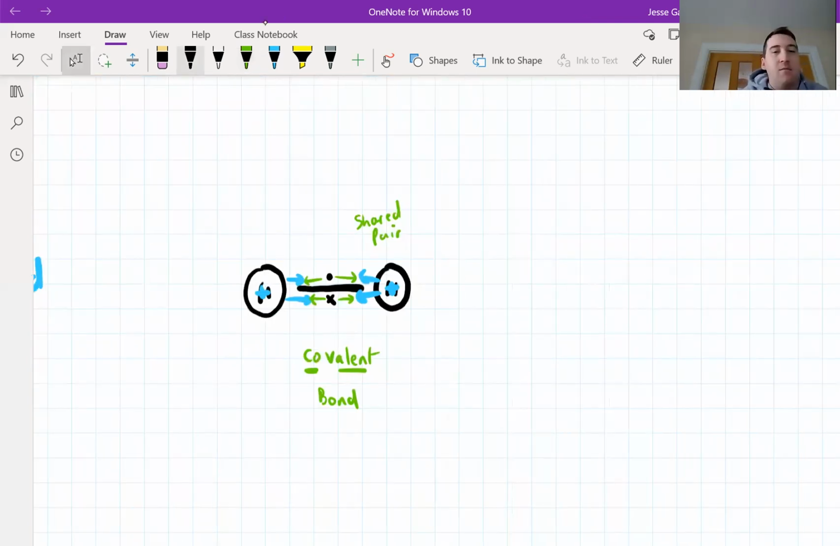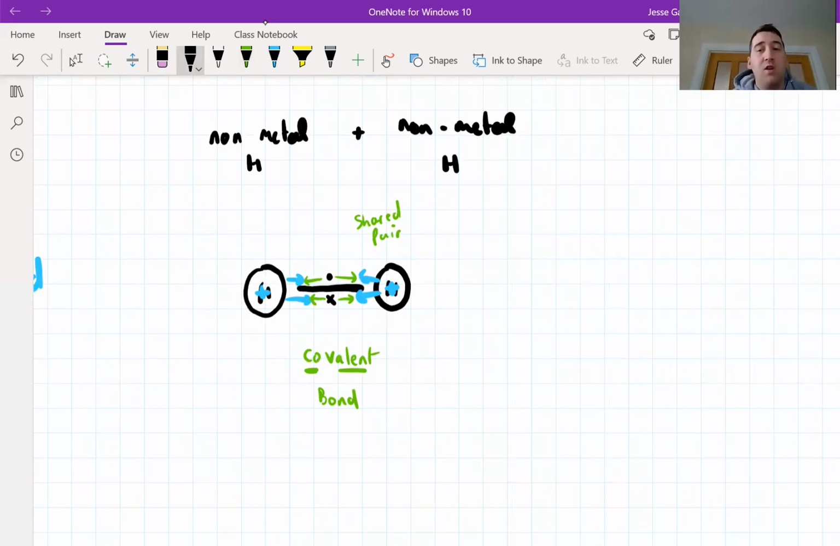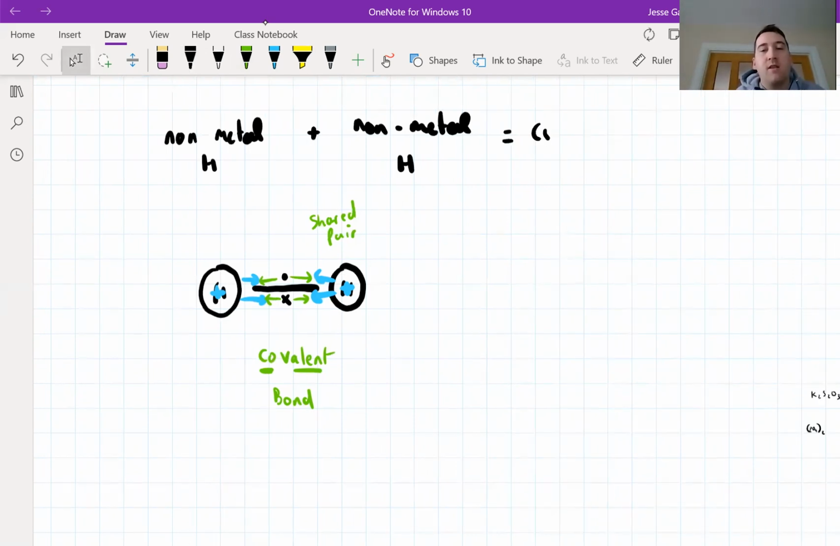Now, both of these atoms here are non-metal atoms. So when you've got a non-metal, like hydrogen, with another hydrogen, or you could replace that with oxygen, you could replace it with fluorine, with chlorine, whatever you want, you're going to get a covalent bond. So that's the second general rule.